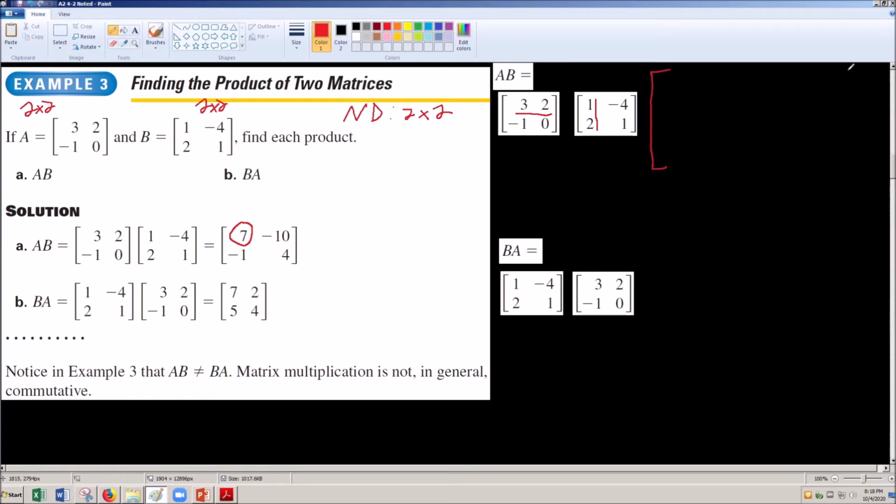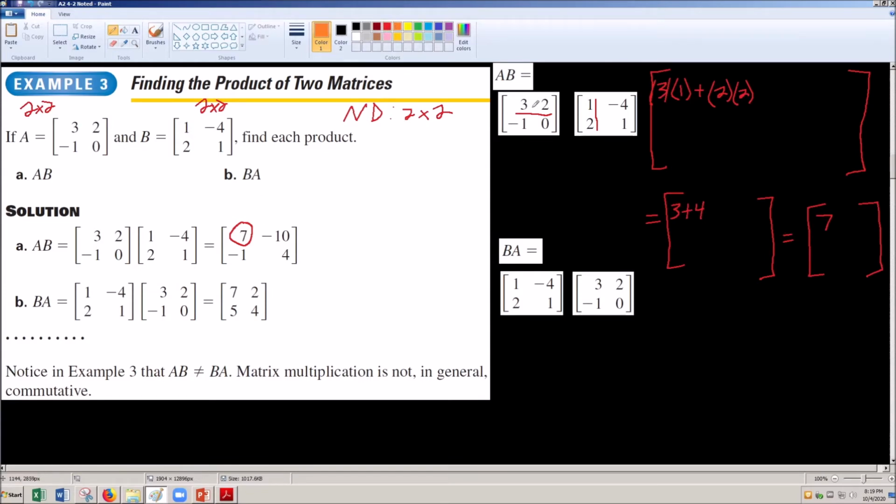So we'll have a 3 multiplied by a 1, and we're adding that to a 2 and a 2, which gives me 3 plus 4, which is 7. Sweet. And that's how we get this 7 right here. So let's look at the next one.